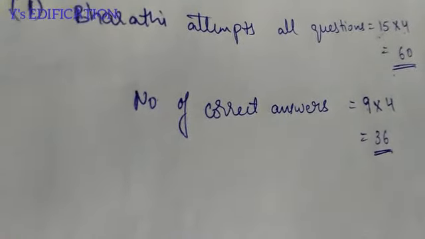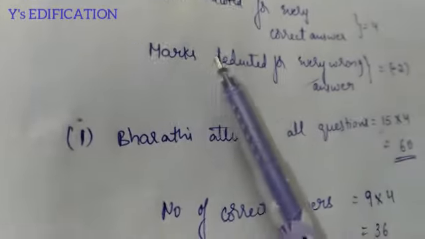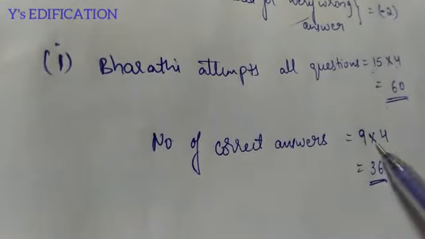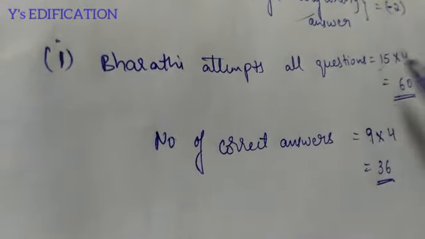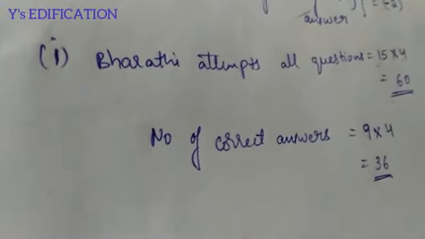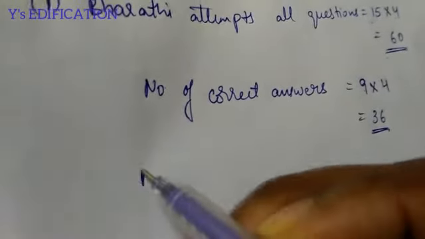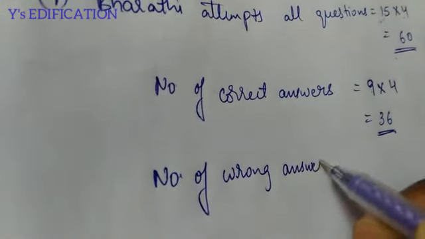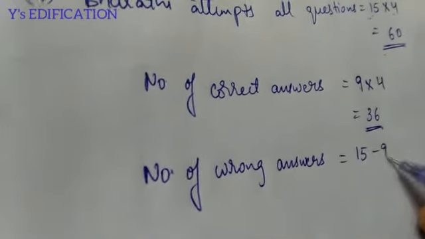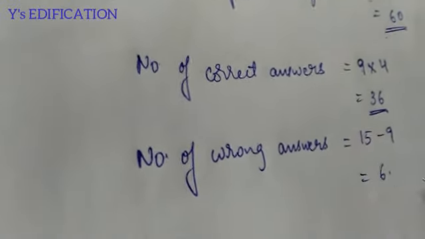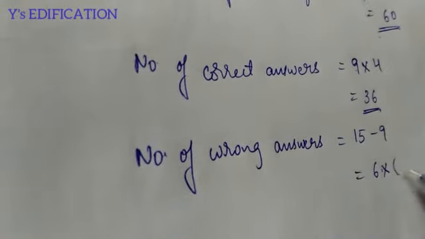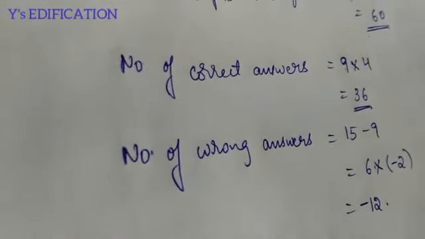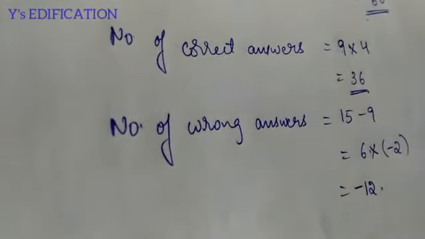But there are a few more wrong answers. In the given data, for every wrong answer minus 2 will be deducted. Out of 15 questions only 9 are correct. That means how many questions are wrong? That is 15 minus 9, that is 6 questions are wrong. Number of wrong answers written by Bharti is 6. How many marks will be deducted for each question? 2 marks. So for 6 questions, 6 into minus 2 is minus 12.